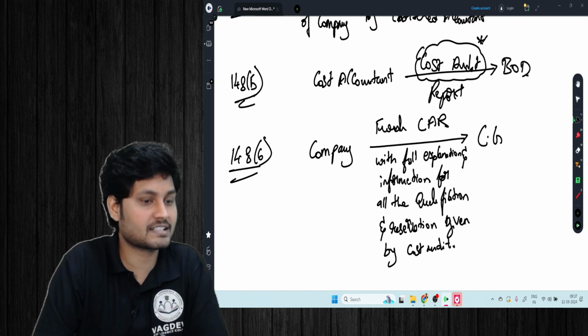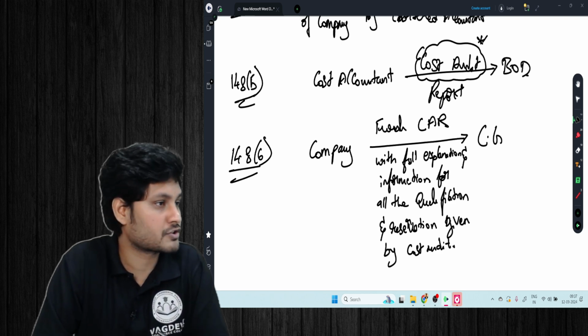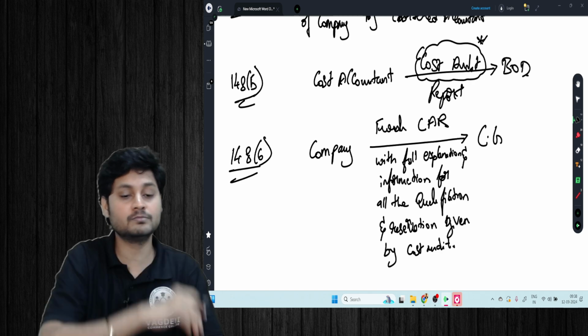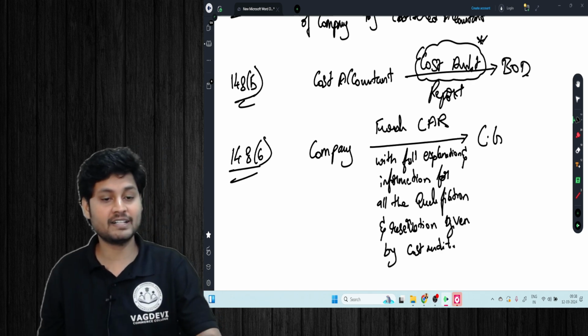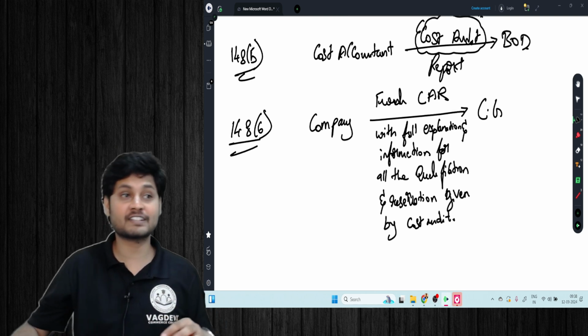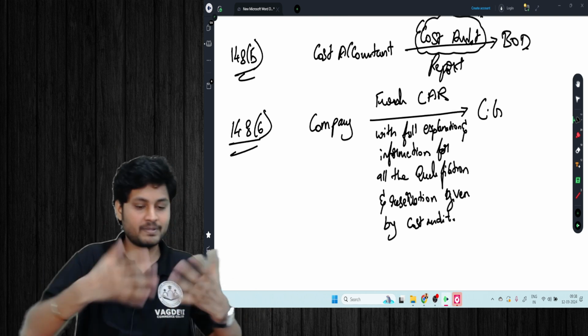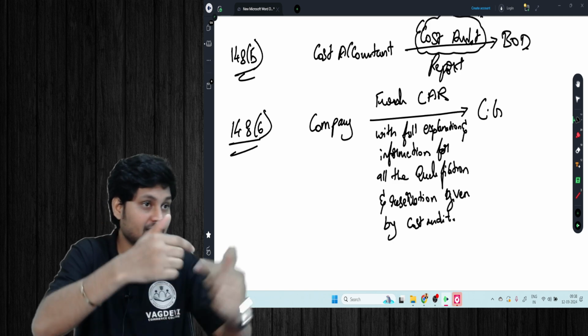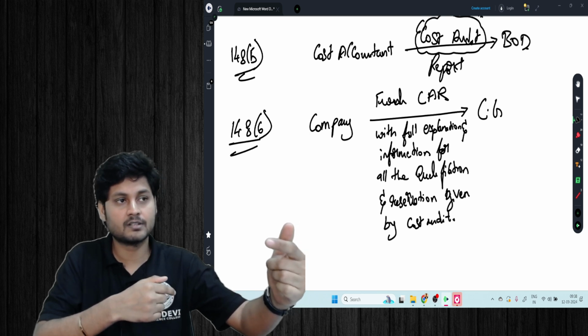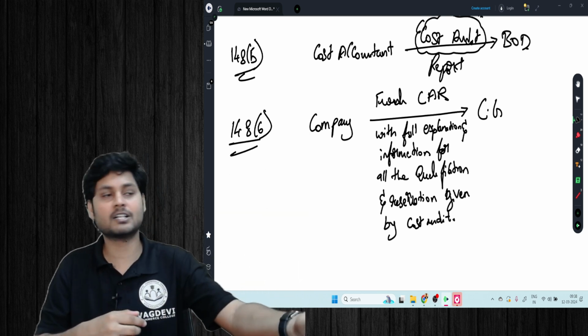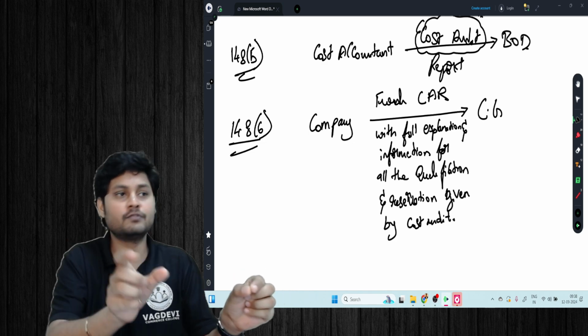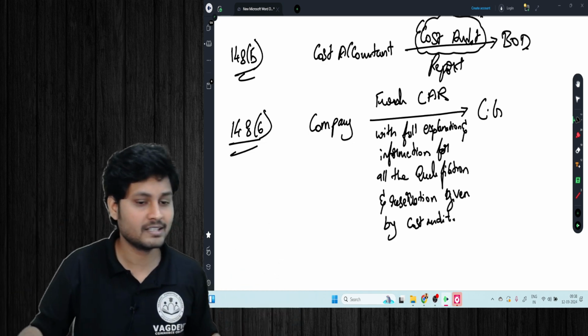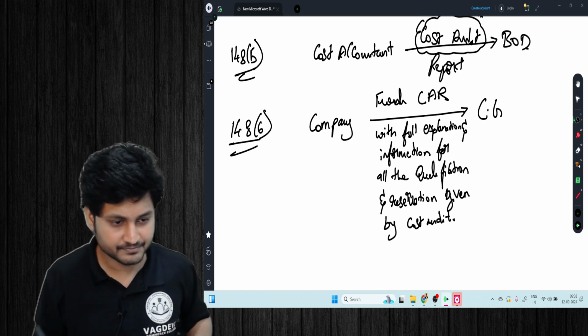So the qualification and reservation given by the cost auditor, and such explanation should be submitted to whom? Central government. Within how many days? 30 days of receipt of the cost audit report. The company received the cost audit report, and within 30 days what should be done? We should submit to the central government this cost audit report along with the full explanation. That's it.